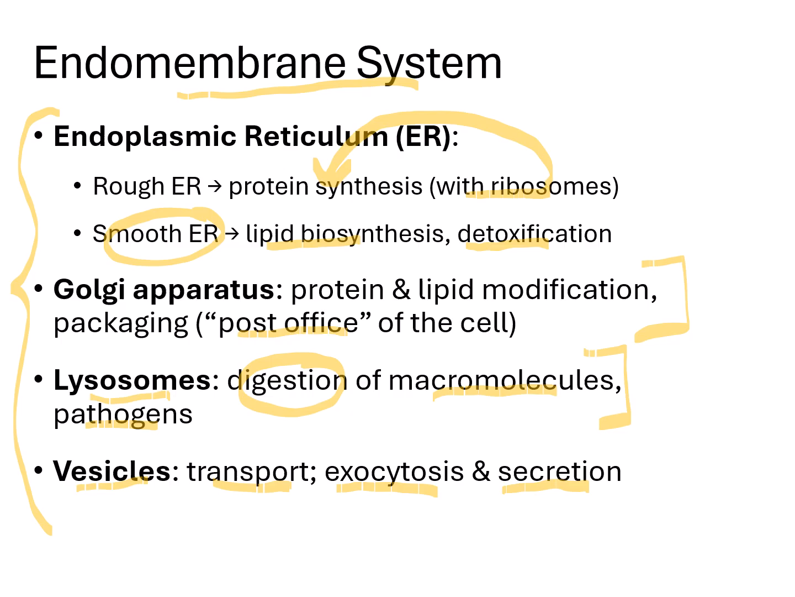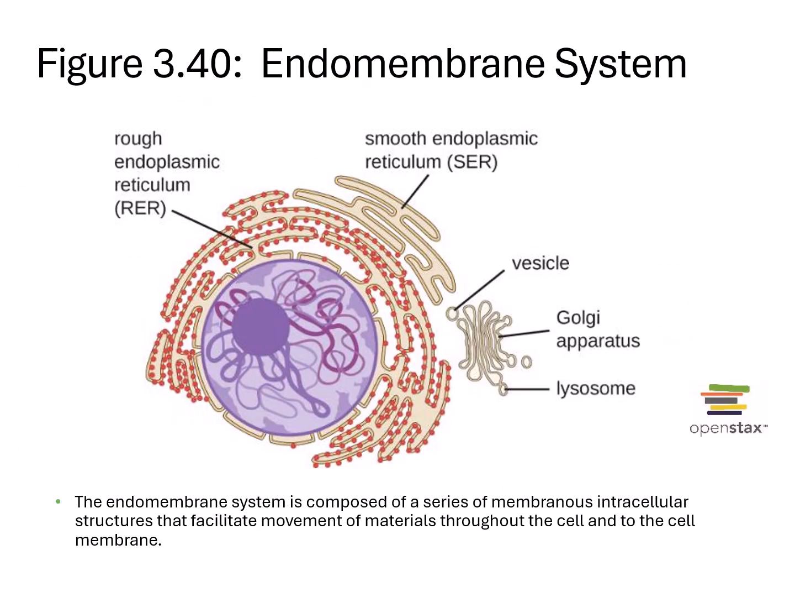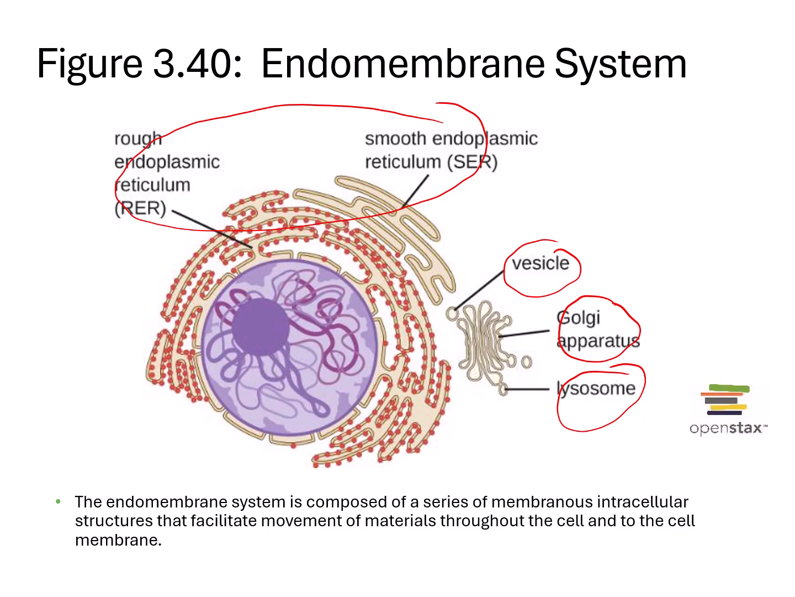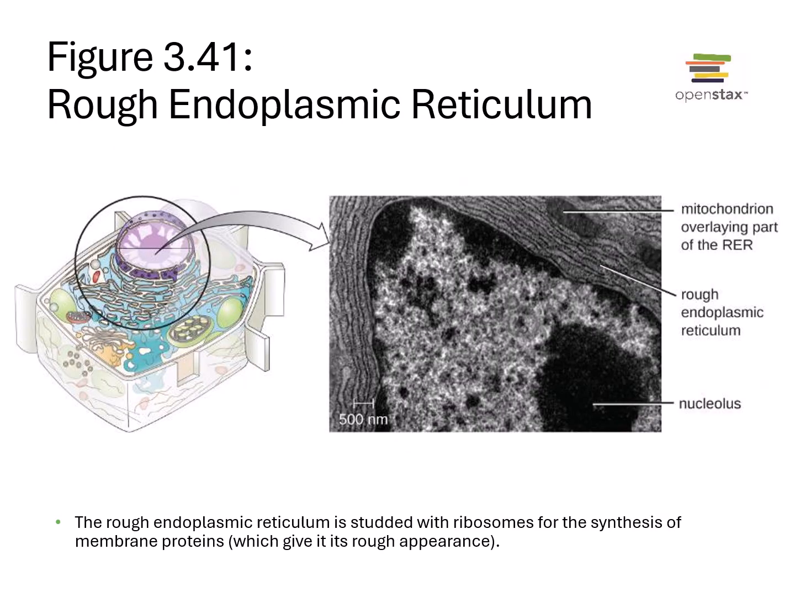outside of the cell. Here's another look at that endomembrane system, which is composed of the endoplasmic reticulum. We have the Golgi here, a vesicle, and a lysosome. These diagrams show the connections between the ER, Golgi, and transport vesicles. Notice how they're right next to each other.